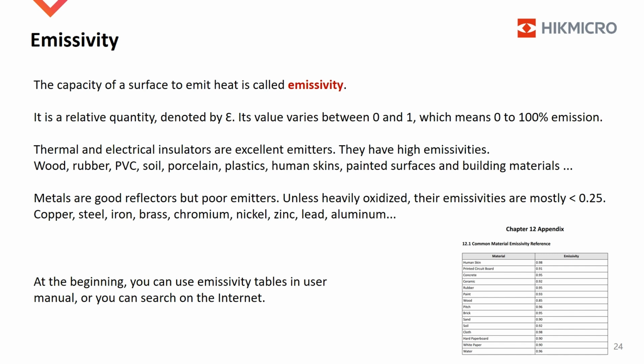Metals are good reflectors but poor emitters. Unless heavily oxidized, their emissivities are mostly below 0.25. Typical materials are copper, steel, iron, aluminum, etc. You can use emissivity tables in the user manual. You can also search on the internet.